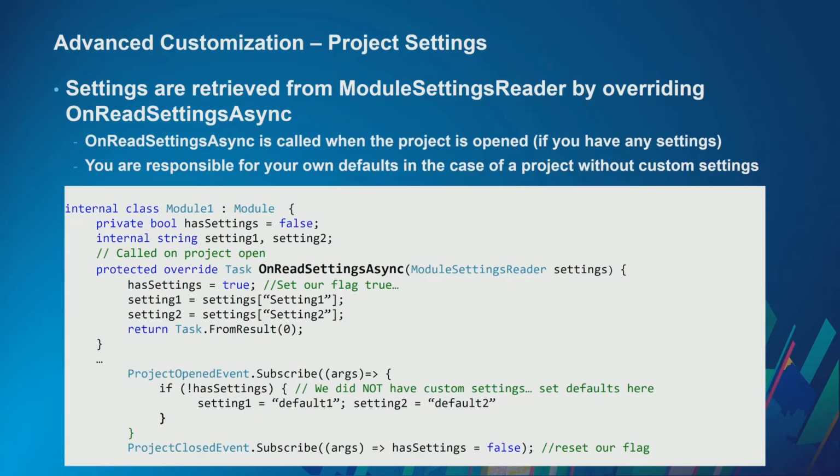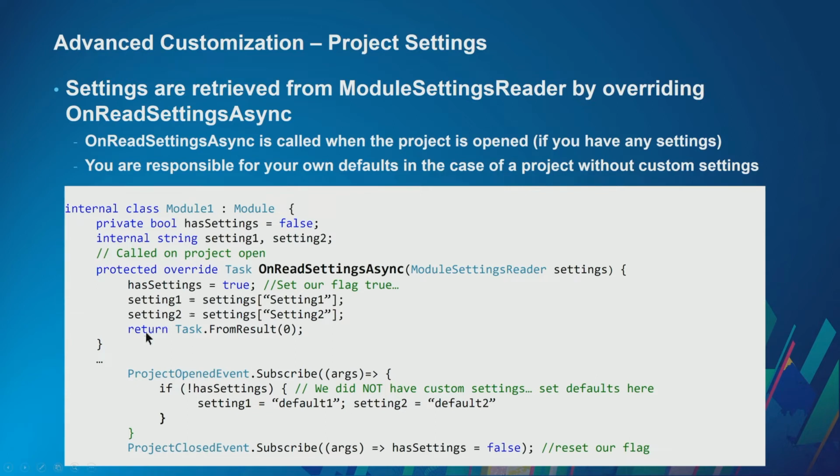Settings are retrieved from the module settings reader by overriding OnReadSettingsAsync. OnReadSettingsAsync is called when the project is opened, but only if you have settings. So you are responsible for your own default values in case of a project that has no custom settings. Below you see a little implementation and a little pattern. The pattern uses a hasSettings boolean to indicate whether your project, when it was opened, had any settings.